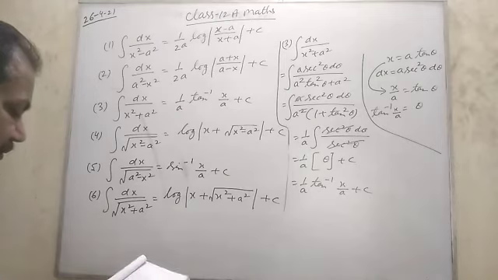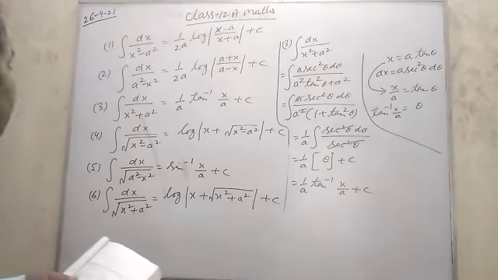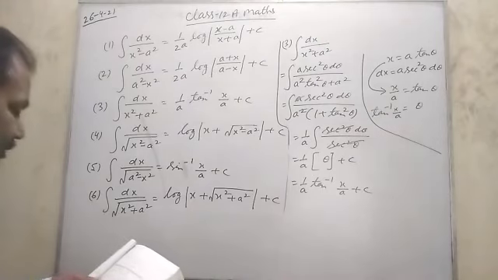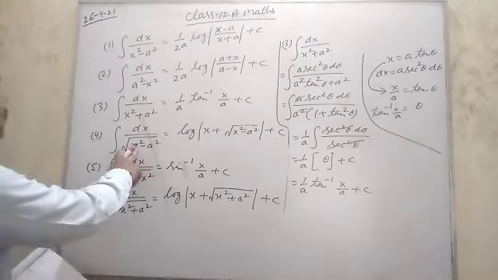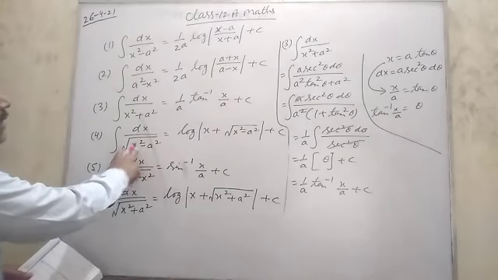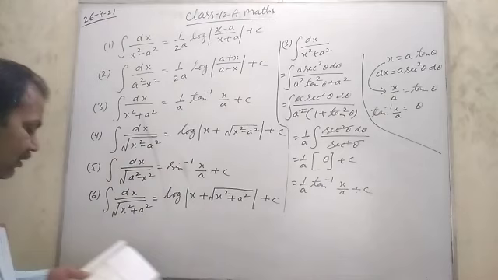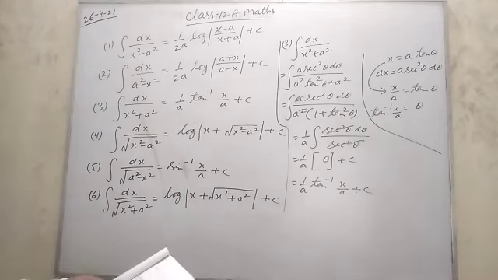Fourth one, integral dx upon under root x square minus a square. So in that also suppose x is equal to a sec theta. Okay, here in this x is equal to a sec theta. Similarly, fifth and sixth also you can do. Then next concept.